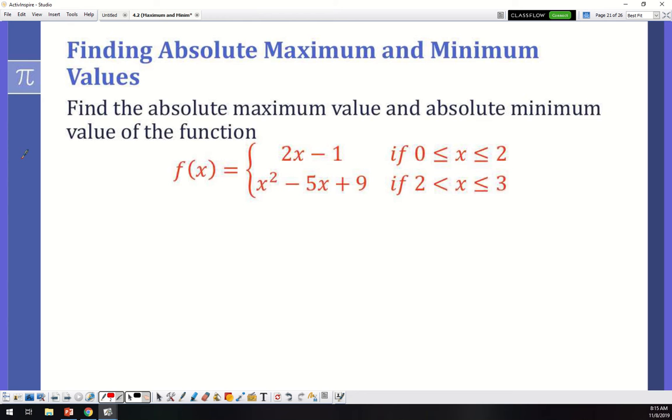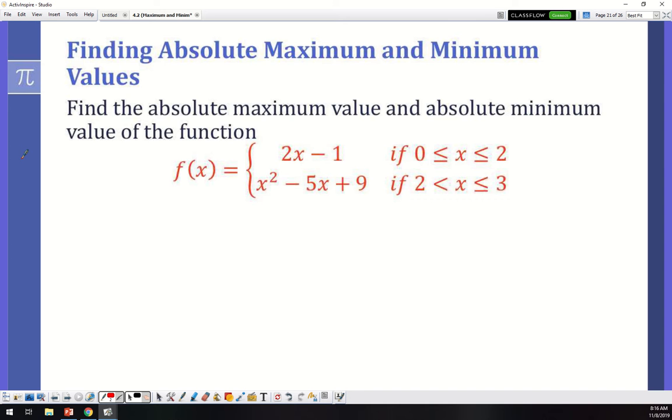Find the absolute maximum and absolute minimum values of the function. Now, is this a closed interval? Yes, it is. It looks like it's going to be closed because I have endpoints that are also included, right? But for it to be a closed interval, what else has to happen, especially for this piecewise? Continuous. It has to be continuous.